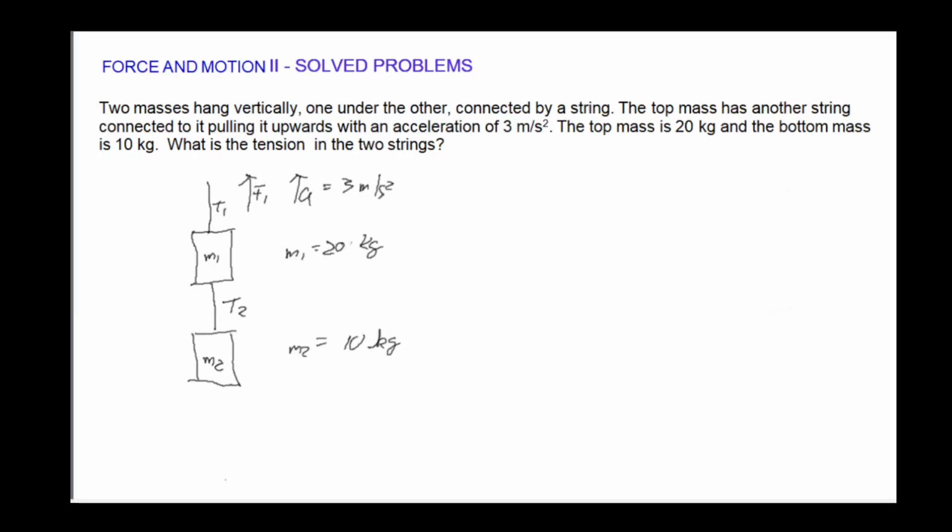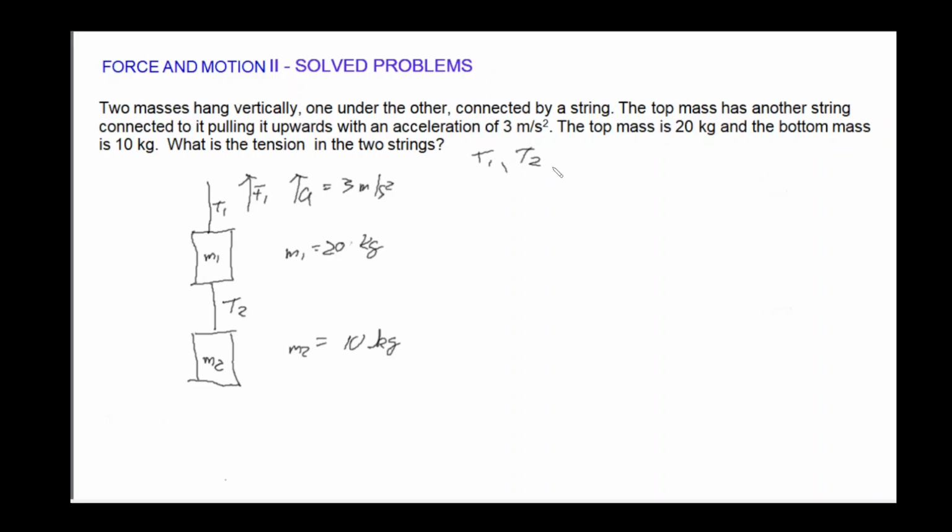Here's another problem. Two masses hang vertically, one under the other, connected by a string. The top mass has another string connected to it, pulling it upwards with an acceleration of 3 meters per second squared. The top mass is 20 kilograms and the bottom mass is 10 kilograms. What is the tension in the two strings? So we're looking for T1 and T2. So you can see the diagram here.